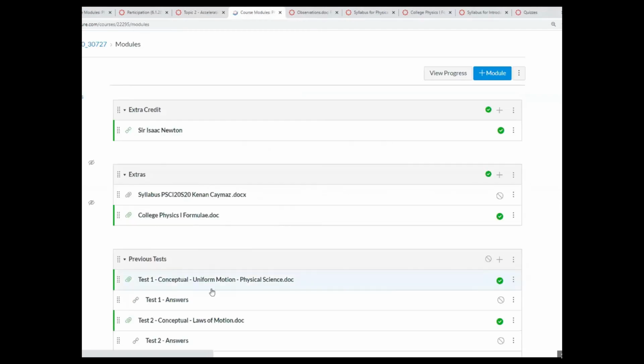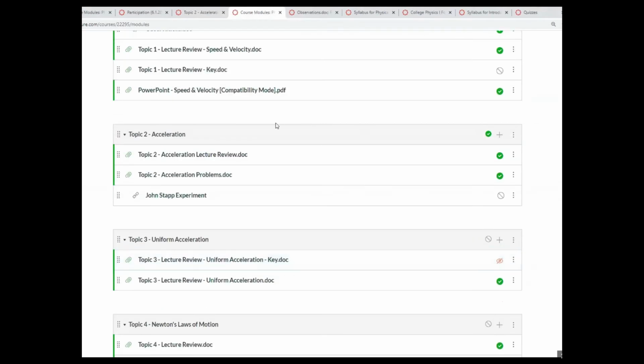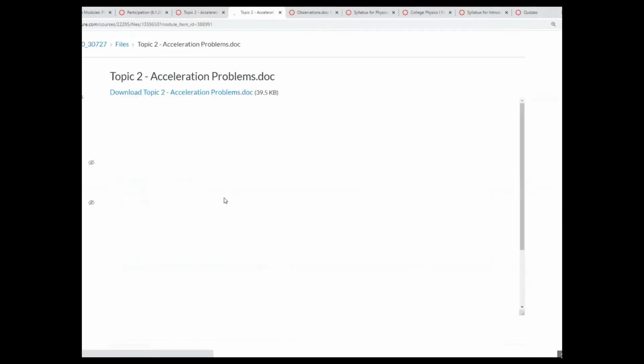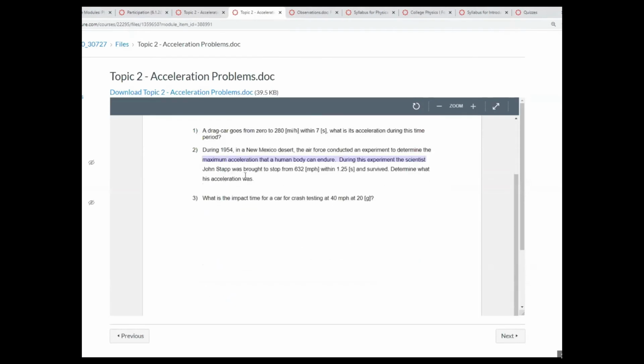Okay, so go to modules one more time, and this time find the problems. Open up the problems. All right, so problem number 2 is the one that we're looking at. It says 1.25 seconds, but its reality is 1.4 seconds. And so let's figure out the acceleration.